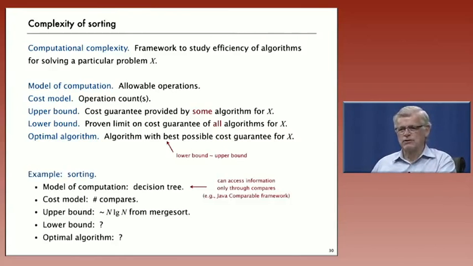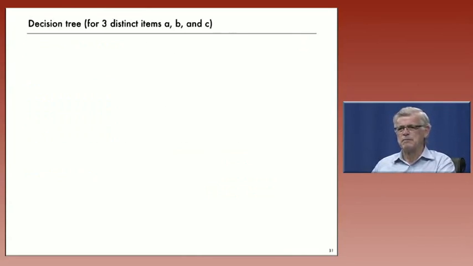So for sorting, let's look at what each of these are. The model of computation is what's called a decision tree. What that means is that all we can use is compares. That's the only way we can access the data. So our cost model is the number of compares. Merge sort provides an upper bound. That's an algorithm that's guaranteed to get the sort done in time proportional to n log n. And what we'll look at now is the lower bound. There's a trivial lower bound which says you have to look at all the data. That's n. And we'll look at a better lower bound and see that merge sort is optimal.